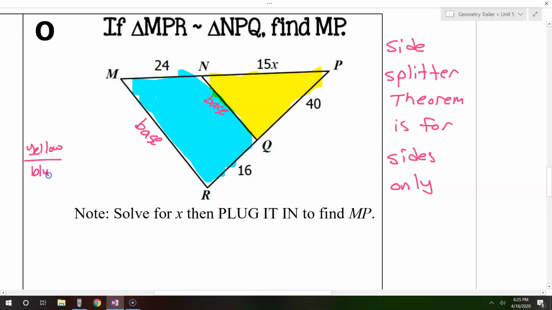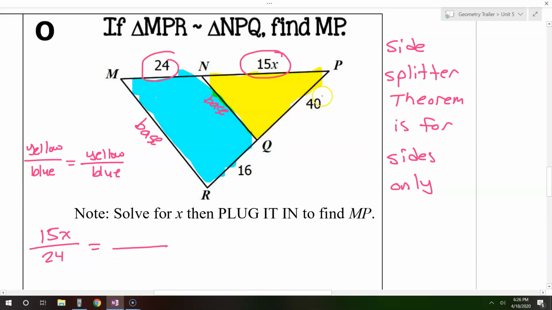So yellow over blue is equal to yellow over blue. So this is the side splitter theorem. We can just use the sides. When I say yellow over blue, I'm talking about 15x over 24. So I can just do 15x over 24 equals. And then the other yellow over blue is going to be this and this. That's 40 over 16.